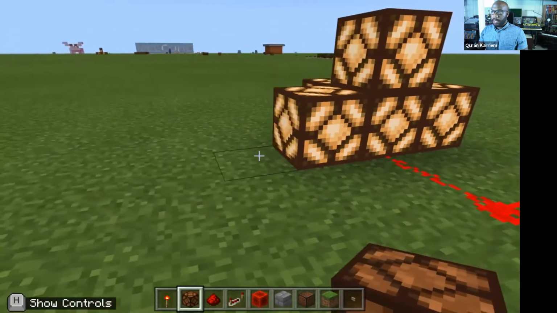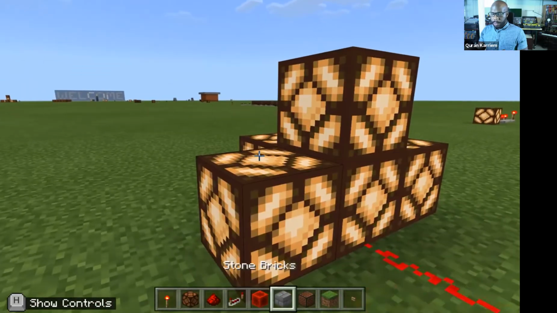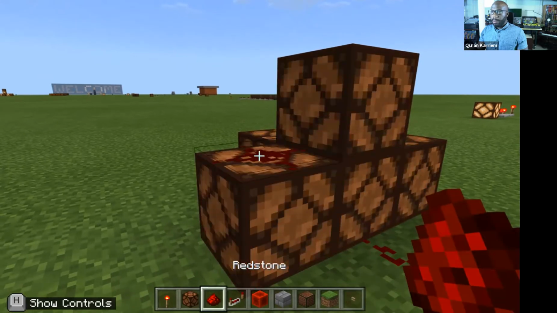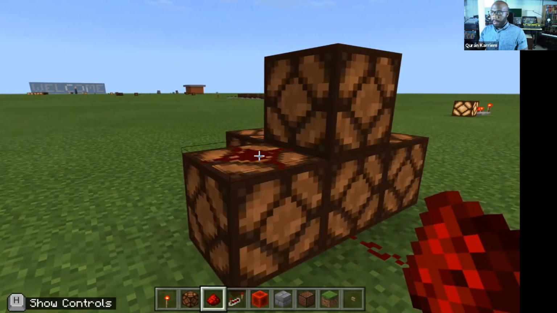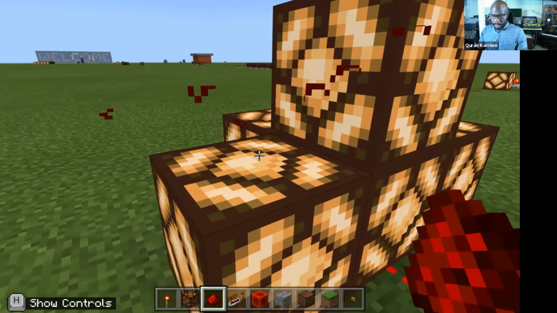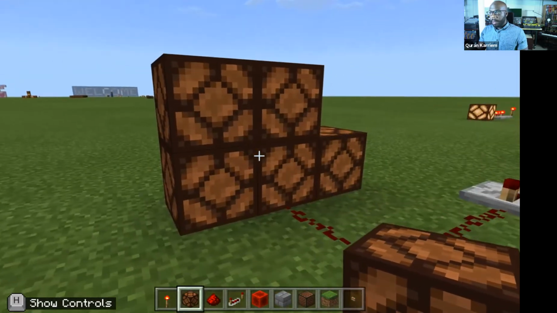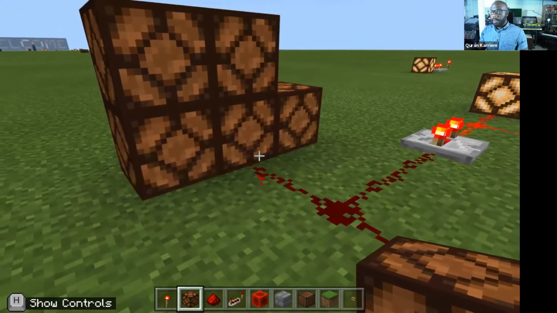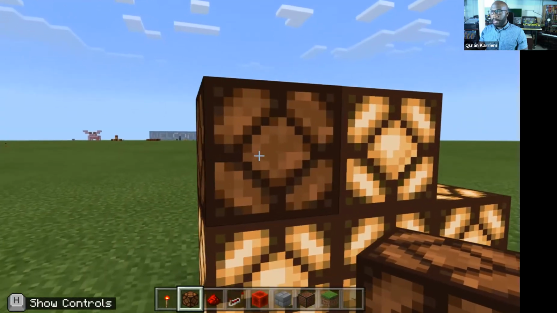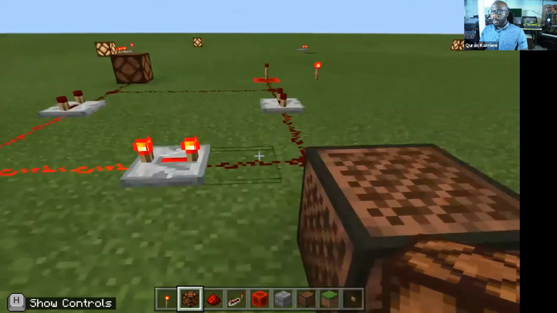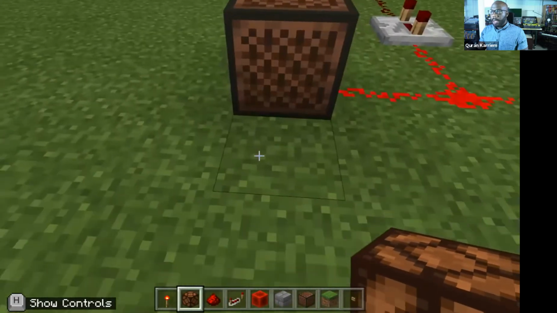So just to demonstrate this again, if I were to put another lamp, actually I'm going to put redstone, put another lamp there. That one is not directly touching the one that's receiving energy, so that one's not going to light up. But a similar thing I can do with the note blocks.